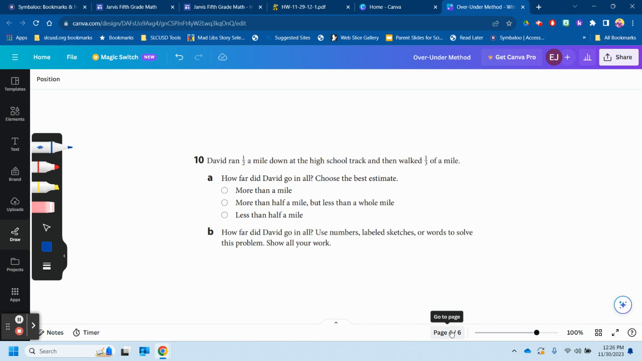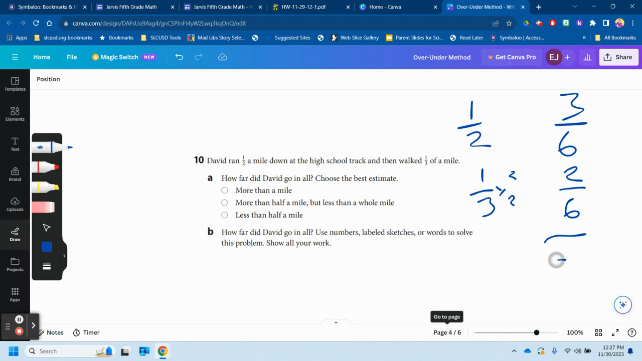David ran a half mile down the high school track and then walked 1/3 of a mile. How far did he go in all? 1/2 and 1/3. We have 6. So 3/6 is a half. If I multiply the 3 by 2, I get 6, so I also have to multiply the 1 by 2, and we know how to do this. So 3/6 and 2/6. So he went 5/6 in total. 5/6, that's almost the whole mile.